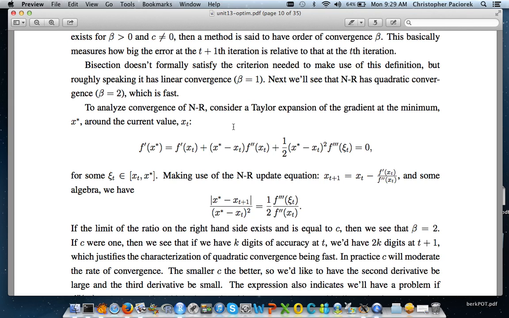And we're going to do a Taylor expansion of the gradient f prime at x star, and we're going to do the Taylor expansion around xt. So we're going to have f prime of xt, then we're going to have the first derivative of the gradient, so the second derivative, and we're going to include the third derivative in there.